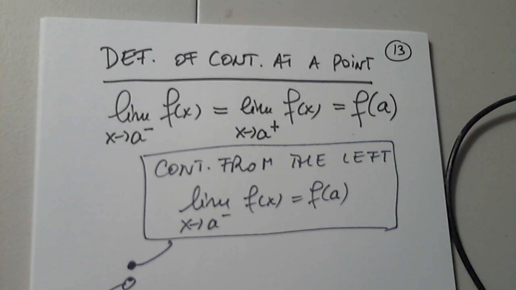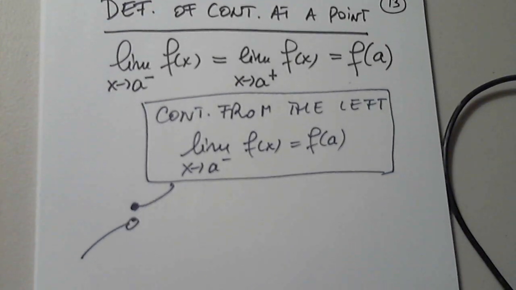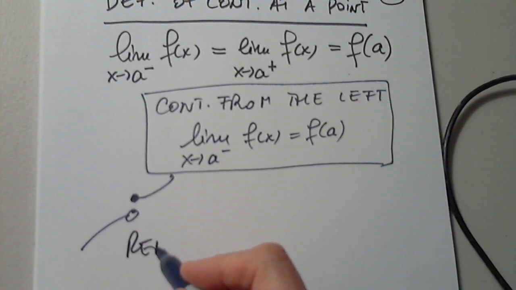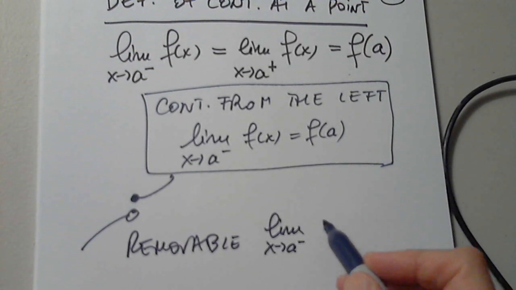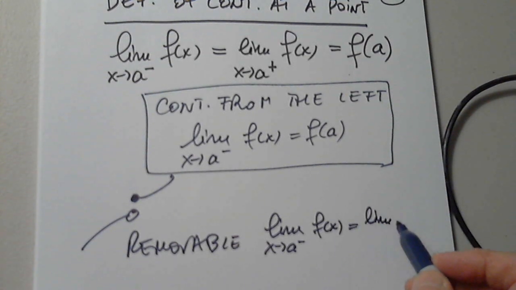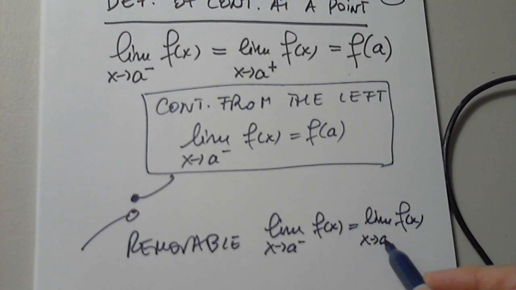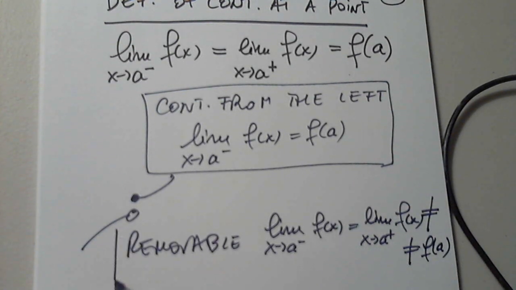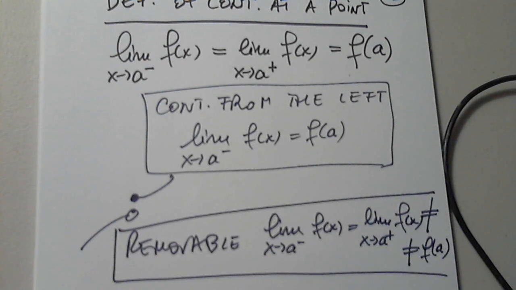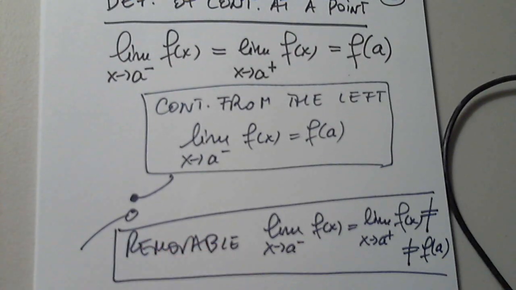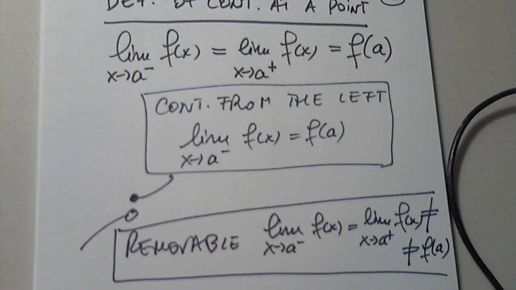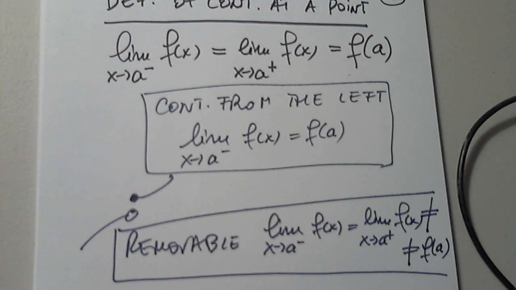Let me write that for you because I want you to have it in writing as well. So removable again. The limit from the left equals the limit from the right, but does not equal the function value. This is the condition for removable. So the limit from the left and from the right are the same, but they don't equal the function value at that point. That's removable. Awesome. Great job.